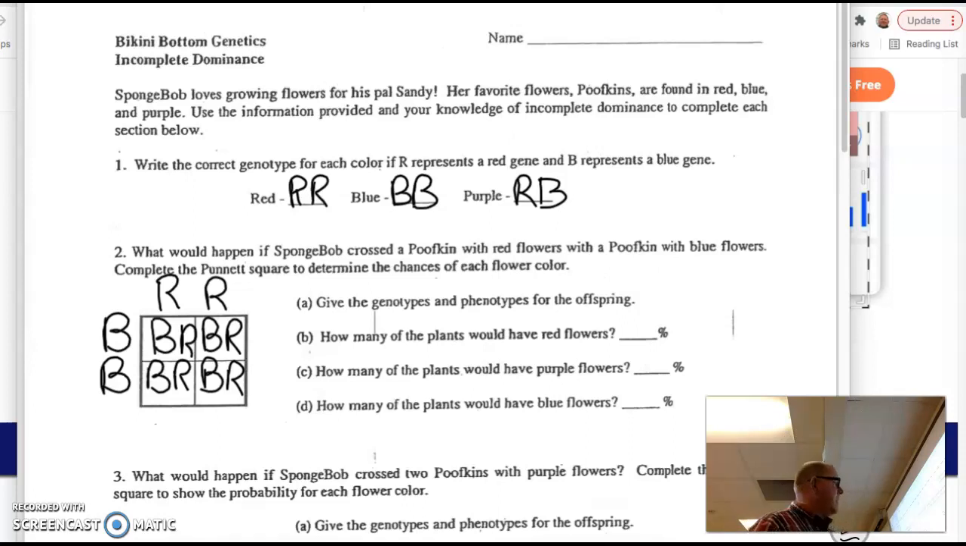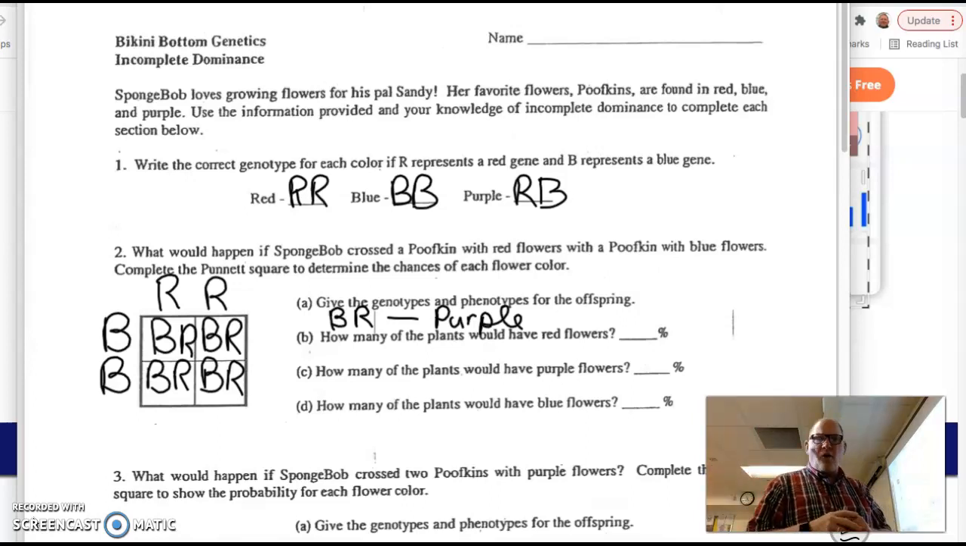So the genotypes of the offspring are going to be, that's the letters, big B, big R. Okay? And then the phenotype, what is that going to look like? That's going to be purple. Next part is how many plants would have red flowers. Okay, red would be big R, big R. And if you look at the Punnett square, there are no big R, big R. So that red flowers is going to be 0.